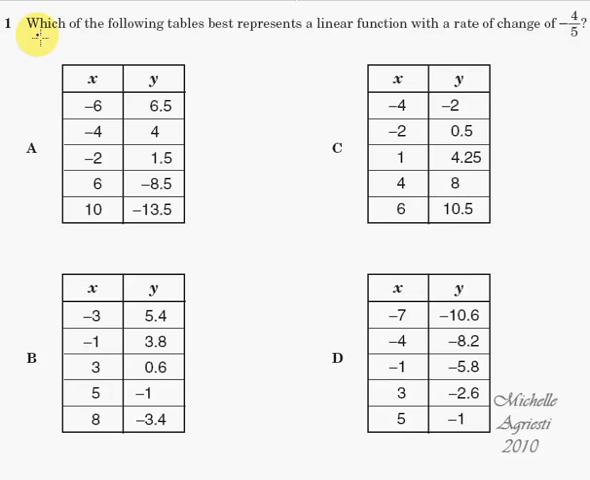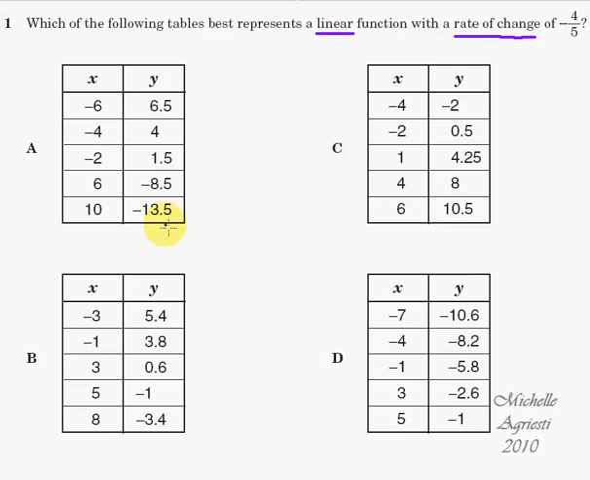This problem is from Objective 3. Which of the following tables best represents a linear function with a rate of change of negative 4/5? So a linear function, so we know it's going to create a straight line, and it's going to have a rate of change, which is just another word for slope, of negative 4/5. They give us 4 different tables.